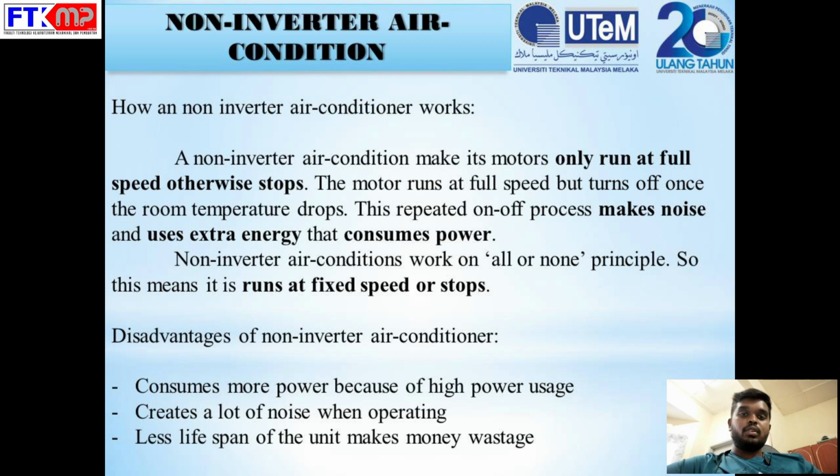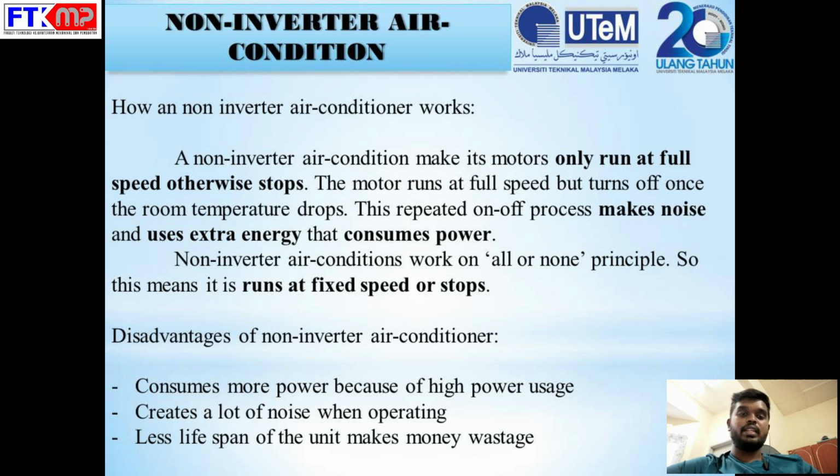This repeated on and off process makes very high noise. This non-inverter air conditioner uses extra energy that consumes power. This in effect gives a high electricity bill. A non-inverter air conditioner works on an all or none principle. This means the non-inverter air conditioner runs at a fixed speed and stops at a point when the room temperature drops. So this shows this non-inverter air conditioner uses a high amount of electricity.